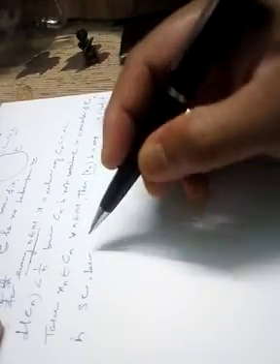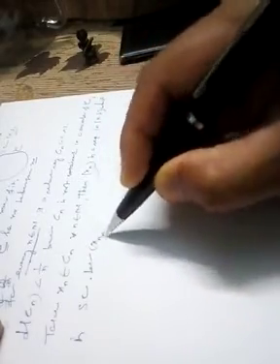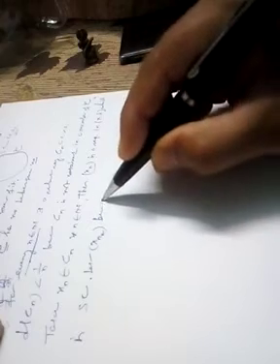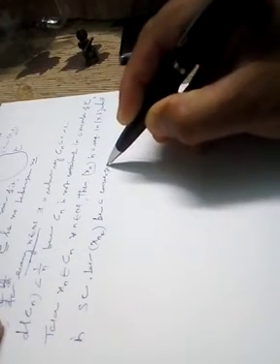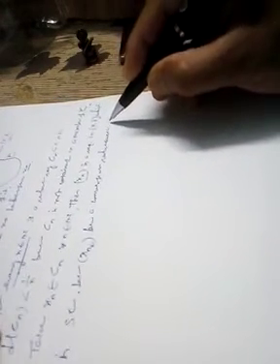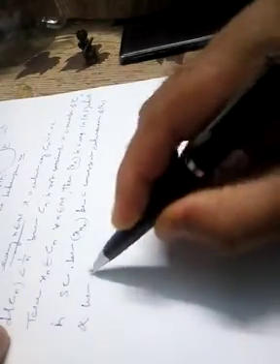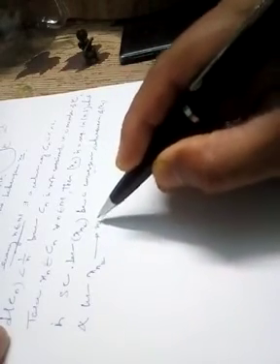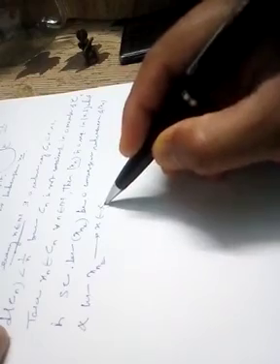So let x_nk be a convergent subsequence of xn, and let this x_nk converge to small x in capital X.